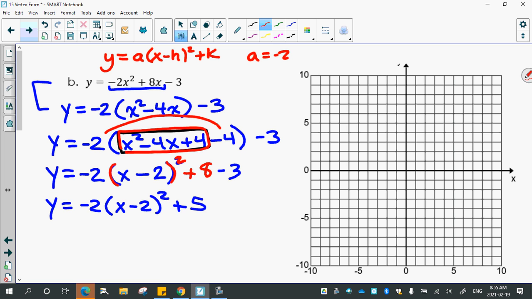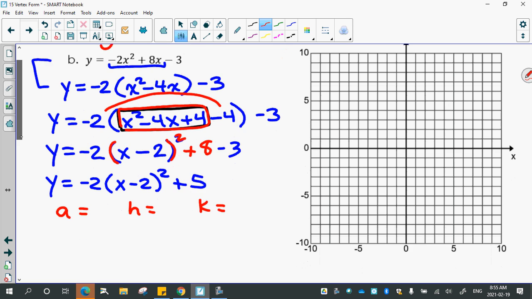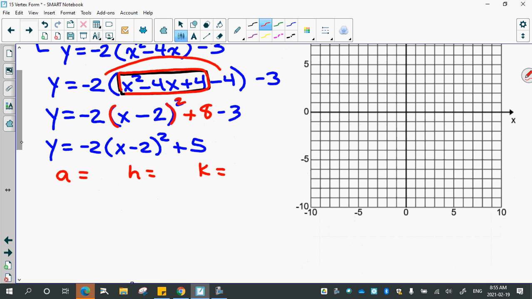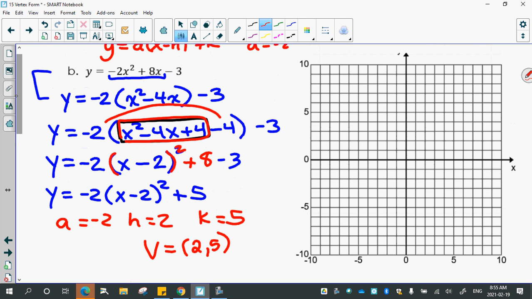All right, so who thinks they know what A, H, and K are? Yep. A is negative 2. H is 2. K is 5. Everybody good? A, H, and K? So that means our vertex is at 2 and 5. Okay? Because our vertex is HK. So let's mark that on our graph, 2, 5.